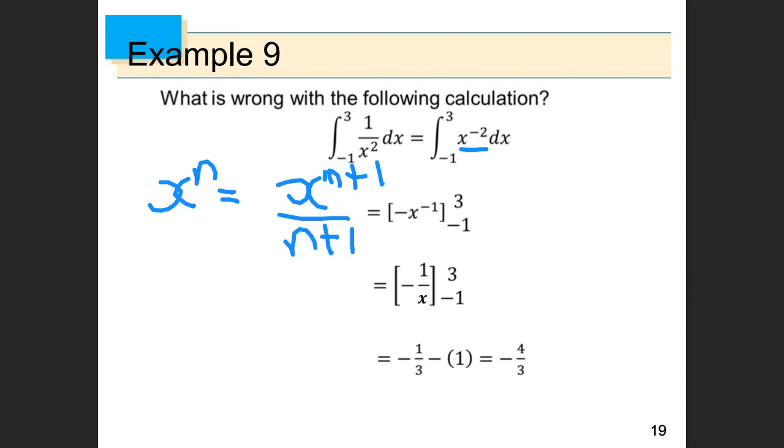And then if I do that, okay, guys, quickly in the comment area, can someone tell me what is wrong with this calculation? Quickly.